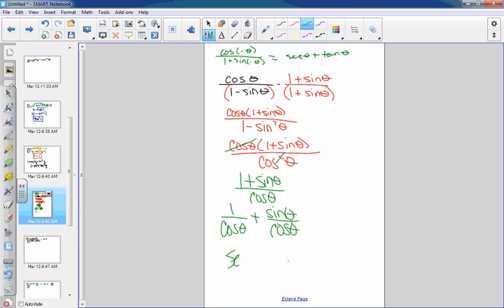Secant. What's sine over cosine? Tangent. So proud of you guys. You're getting it. How many of you feel like you're getting it?